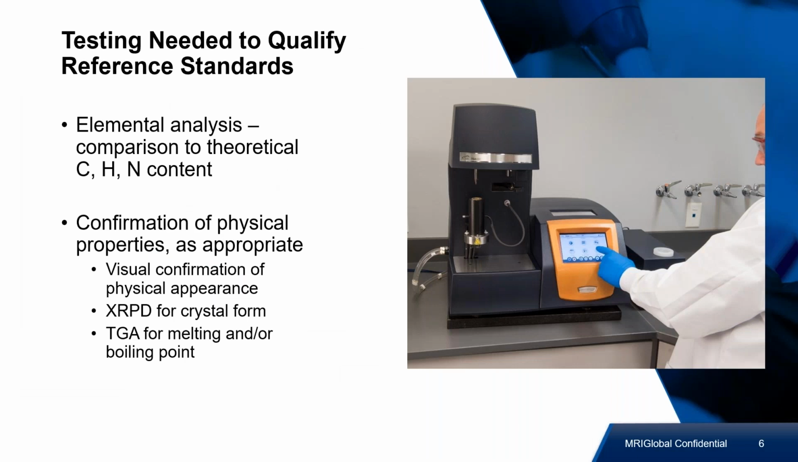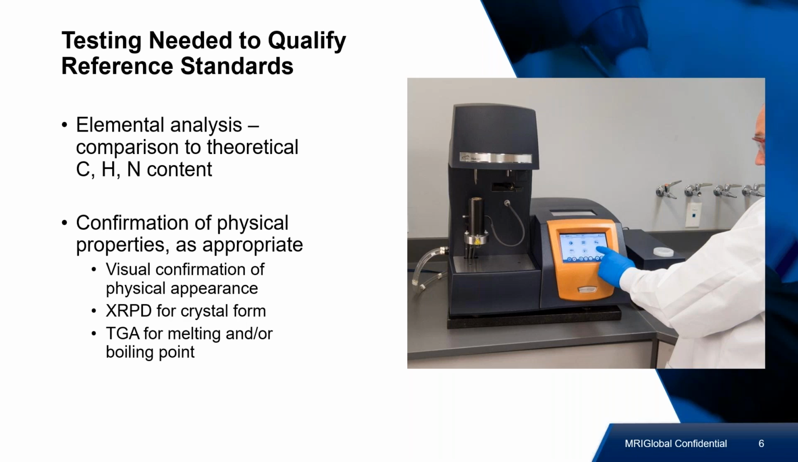Continuing as far as testing goes, elemental analysis is another great test for comparison to the theoretical carbon, hydrogen, and nitrogen content. Also, depending on the properties of the material, confirming those physical properties may be appropriate. Visual confirmation of physical appearance will nearly always be seen as part of a reference standard retest program, partly because it is specifically called out in ICH Q6A, but also because it's just so easy to gather that information along with the other tests that are being performed.